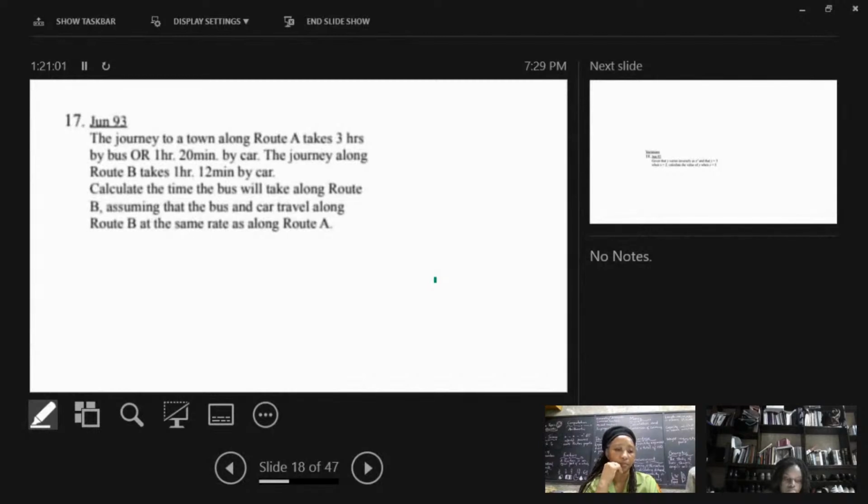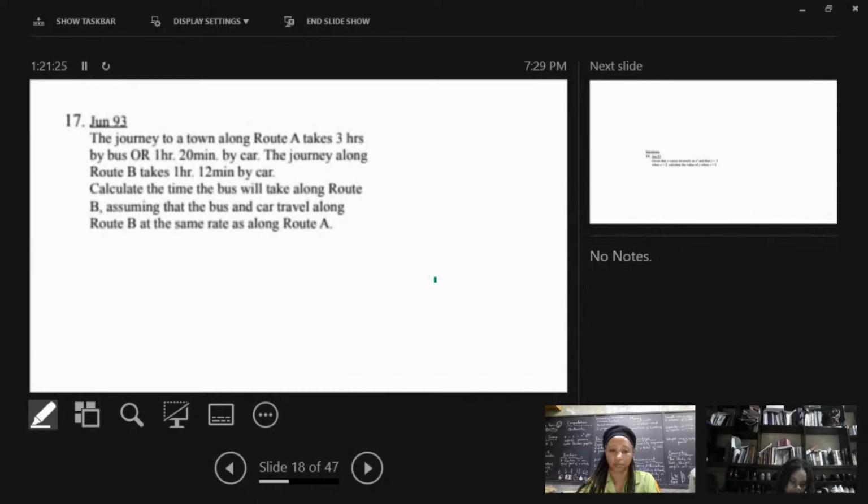Number 17. The journey to a town along Route A takes 3 hours by bus or 1 hour and 20 minutes by car. The journey along Route B takes 1 hour and 12 minutes by car. Calculate the time the bus will take along Route B, assuming that the bus and car travel along Route B at the same rate as along Route A.